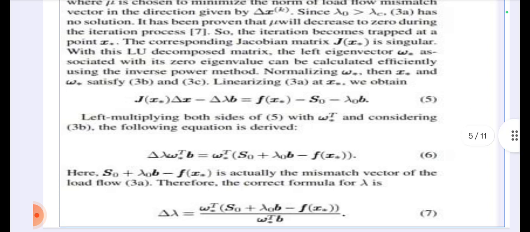So J of x naught times delta x minus delta lambda b equals f of x naught minus s naught minus lambda naught b. Left multiplying both sides with omega transpose, the following equation is derived: delta lambda equals omega transpose times s naught plus lambda naught b minus f of x naught, divided by omega transpose b.